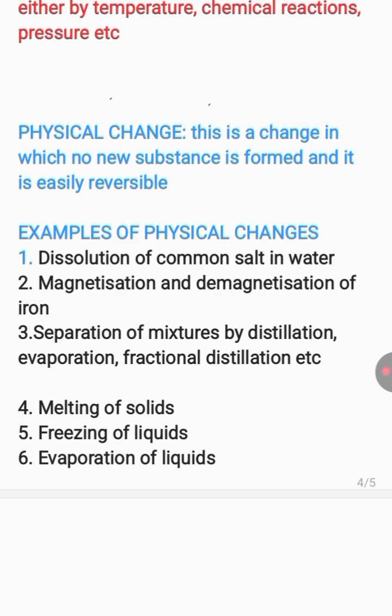Remember, next lesson I might teach about the separation techniques and how they are used. The melting of solids is an example of physical change. The freezing of liquid is an example of physical change, and the evaporation of liquid is an example of physical change. Now let us move on to chemical change.